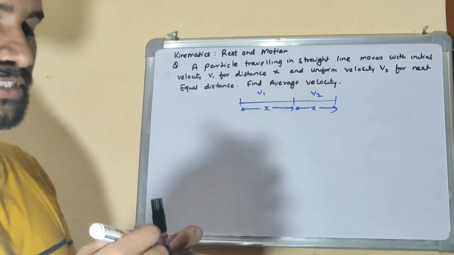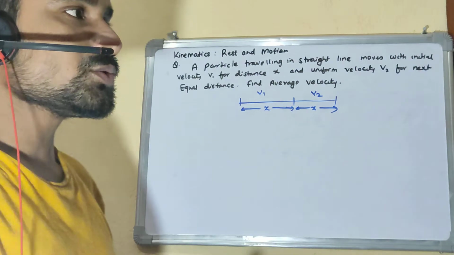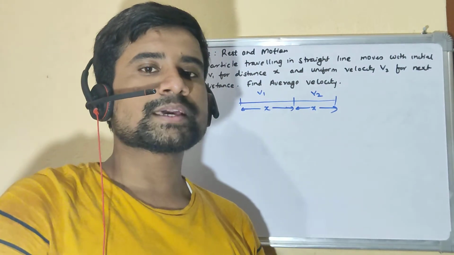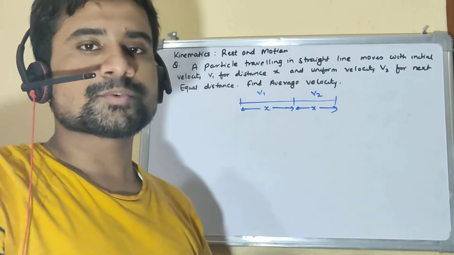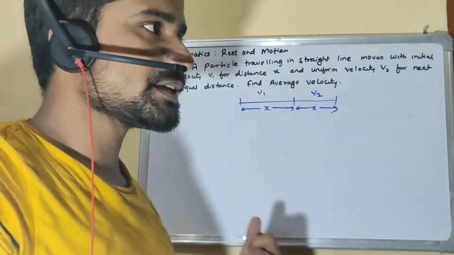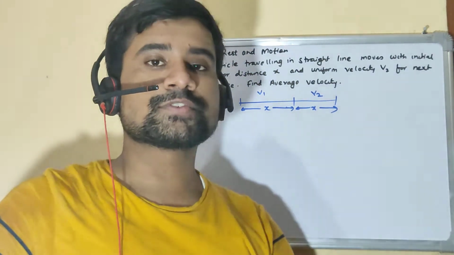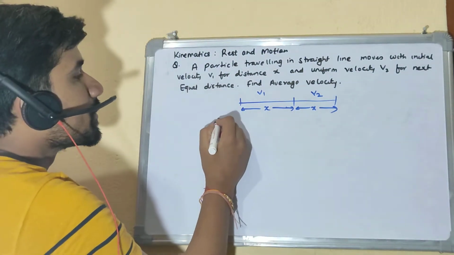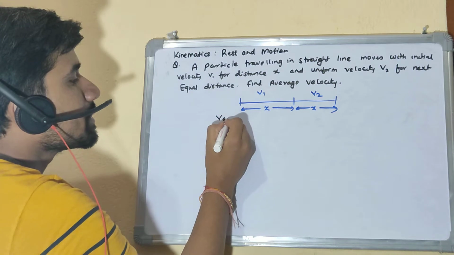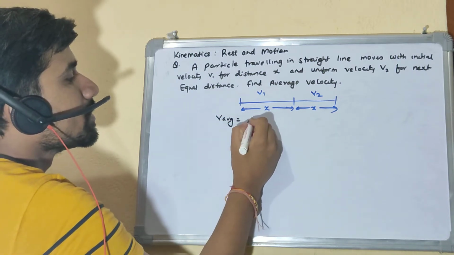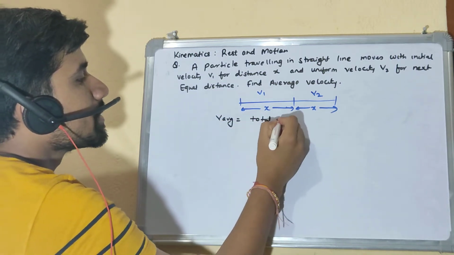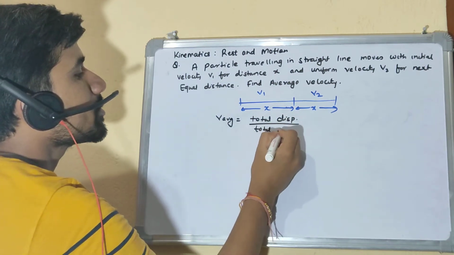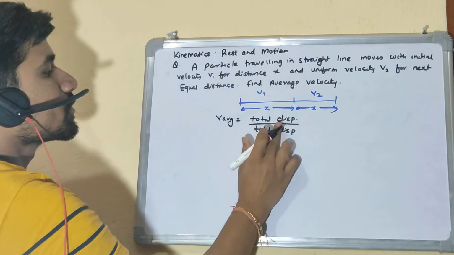Now we need to find the average velocity. In problems like this, let's not go by the assumption that average velocity will be the average of both the velocities. Let's first understand the problem. What is the meaning of average velocity, and then we'll solve it. Average velocity is nothing but total displacement by total time.